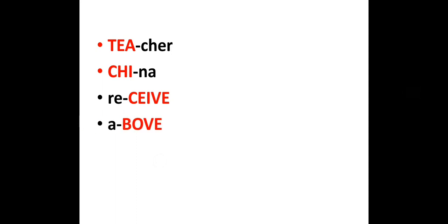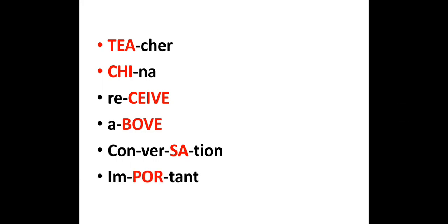Teacher, teacher. Here I am giving stress on the first syllable, T. China. Here the stress is on the first syllable, China. Receive. Here I am giving stress on the second syllable, as this is a verb, and usually verbs receive stress on the second syllable if they have two syllables. So if a verb has two syllables, the stress is on the second syllable. Above. Here the stress is on the second syllable. Conversation. Here the stress is on the third syllable. Important. Here the stress is on the second syllable.